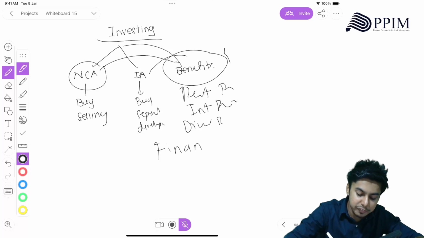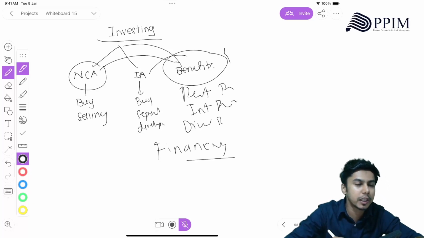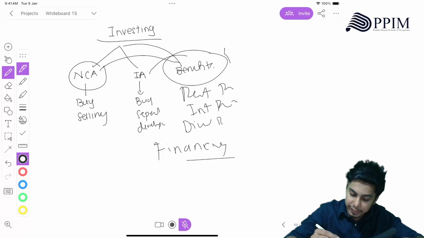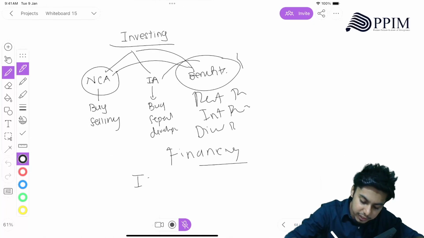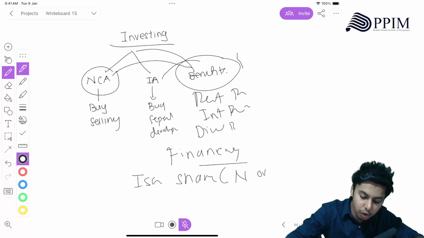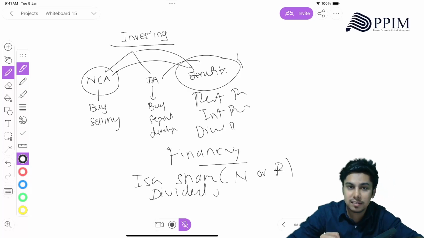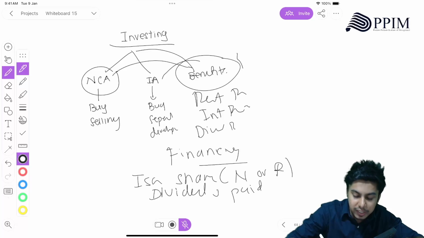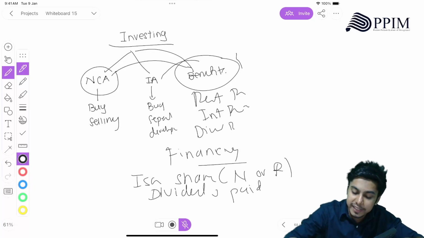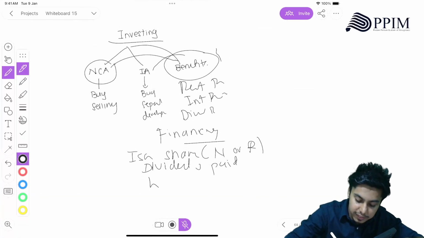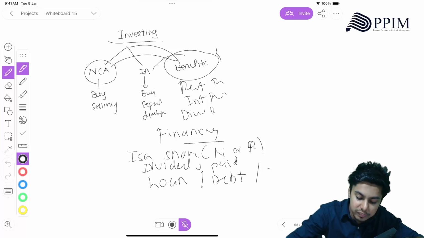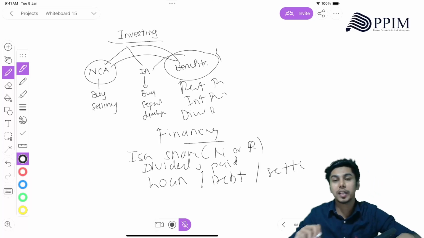Normally, under financing activity, it is anything related to equity and debt. When I say equity and debt, we say issuing shares. It can be a normal or rights issue. Then if you issue shares, you have to pay dividends, so dividends paid also comes under financing activity. Then what else? Taking loans, debentures, or even settling them. That also comes under financing activity.